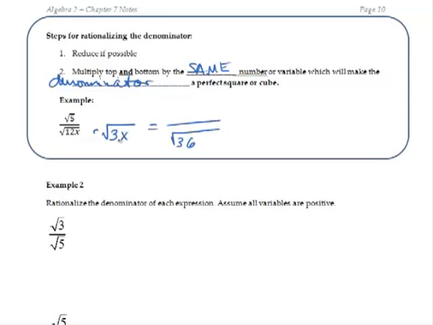I could multiply it by a 3x. X times x would be x squared. This means that the bottom would come out to be 6x. And that's what I want. We want it so that there is no more radical in the denominator.